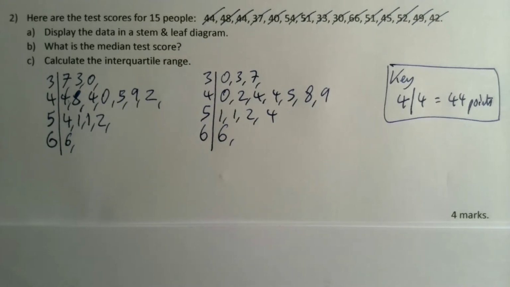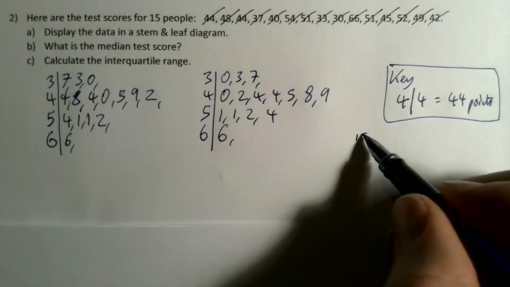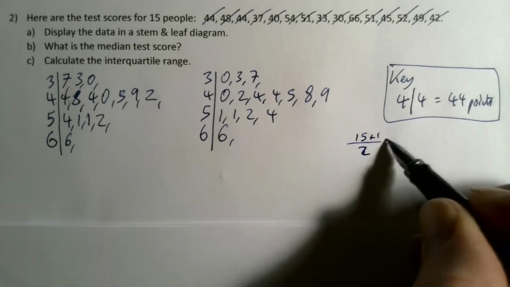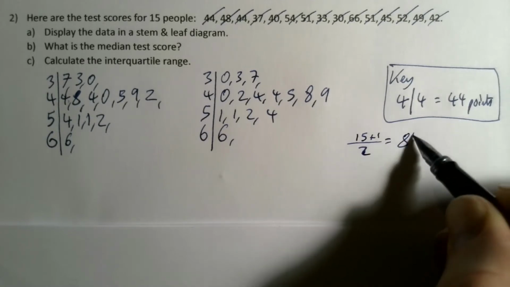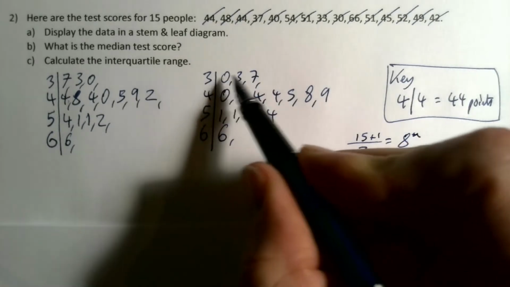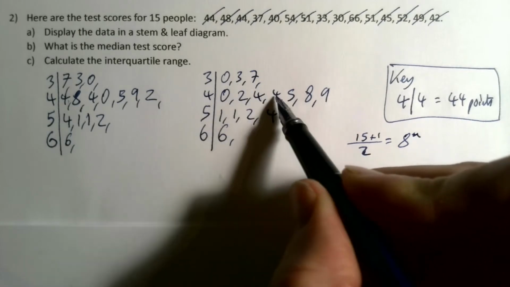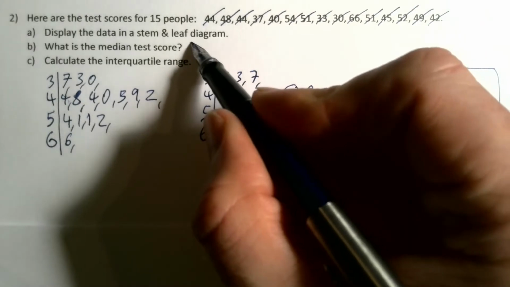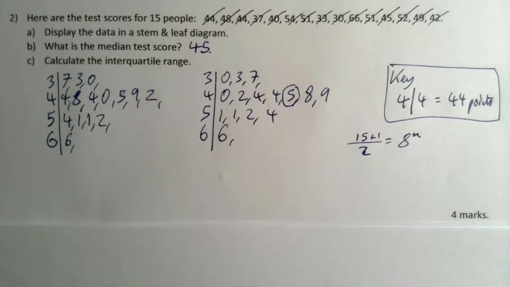Now the median test score is going to be the one in the middle. For 15 people, that's going to come at one more than the number you've got and halve it, which is the 8th person. So 1, 2, 3, 4, 5, 6, 7, 8. So that 5 there means 45. So it would be 45.